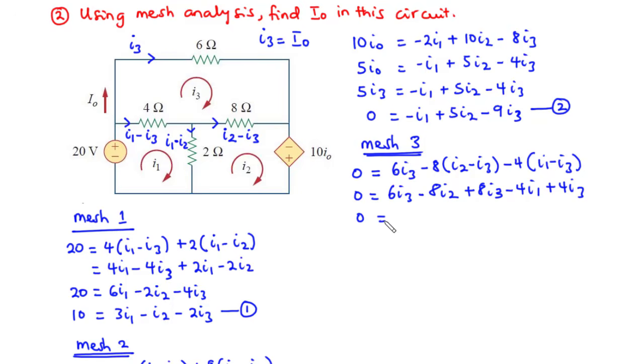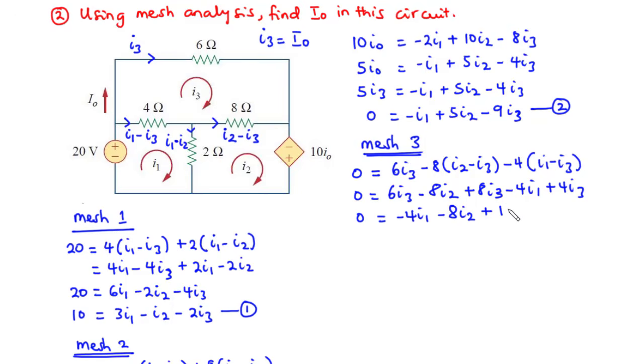So 0 equals negative 4I1 and then negative 8I2. Now we have 6 plus 8, which is 14. 14 plus 4 is 18.